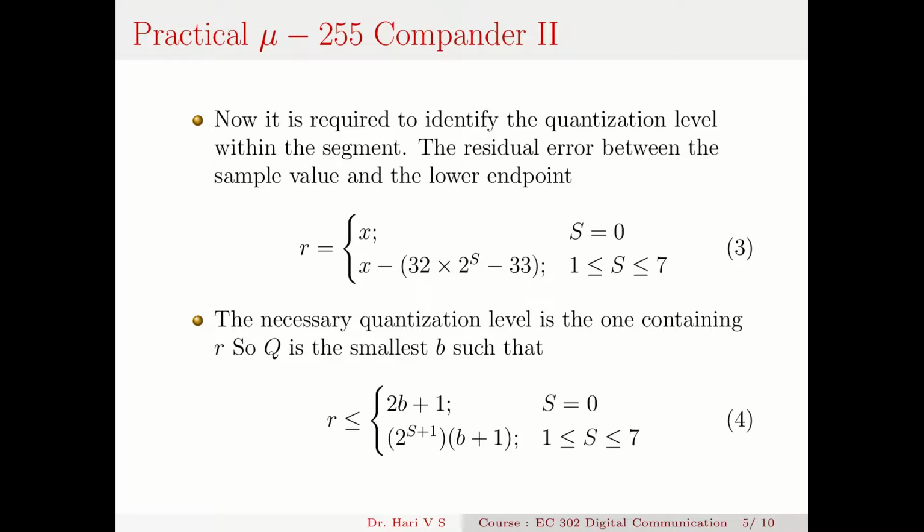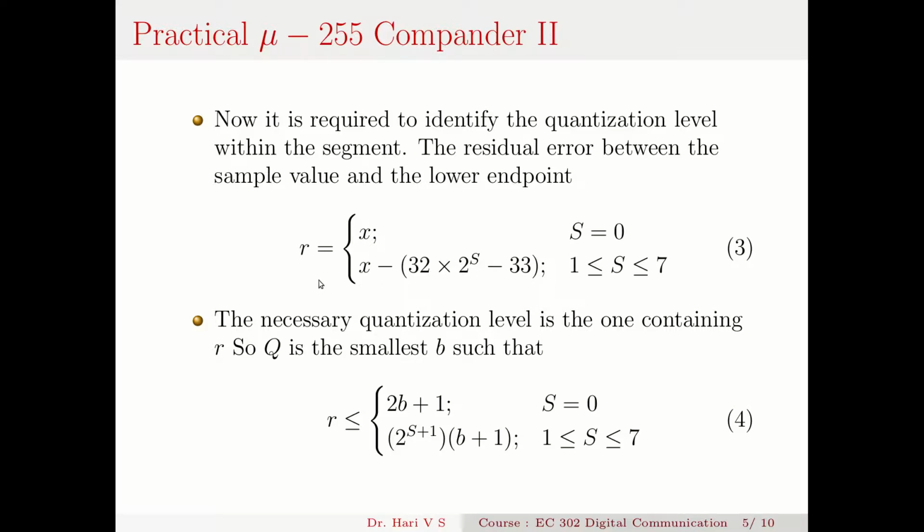Then I have 16 levels in the quantization. 16 quantization levels are there. We have to ascertain which quantization level this value falls into. So for that you have to see the residual error between the sample value and the lower endpoint of the segment. So that residual error is r equal to x when s equal to 0, and it is equal to x minus 32 times 2 raised to s minus 33 for segment numbers from 1 to 7. For the first segment, the value is the error itself, as you can think. Then for segments from 1 to 7, it is x minus 32 times 2 raised to s minus 33. So from this you can find the residual error.